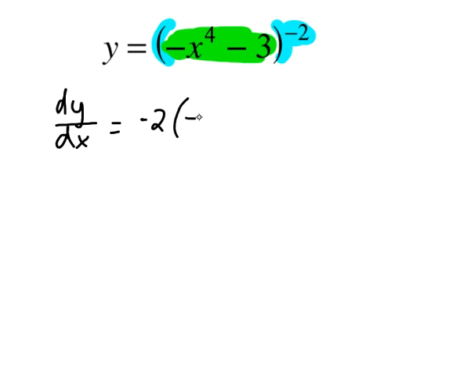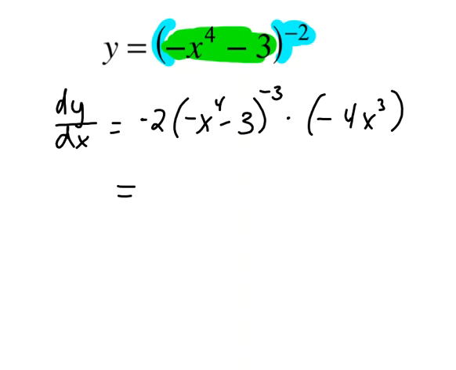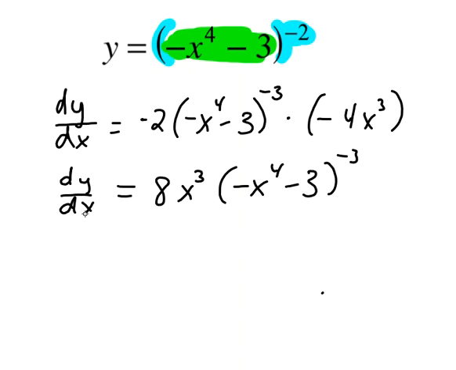Negative 2. I'm doing the derivative of the outside blue layer in this problem. Negative 2 minus 1 is negative 3. Times the derivative of the inside layer, negative 4x cubed. And then just do a little simplifying. Negative 2 times negative 4 is positive 8x cubed, times (negative x to the 4th minus 3), all to the negative 3rd. That's what our dy dx is equal to.